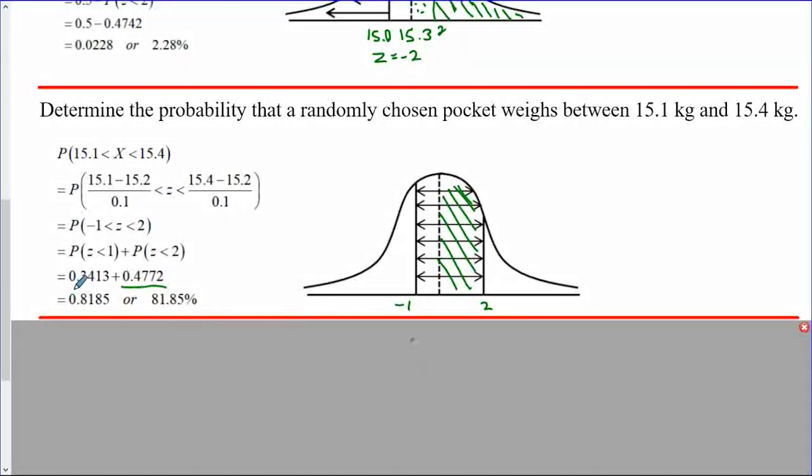And then this area over here, between -1 and 0, is going to be exactly the same as between 0 and 1. So we look up a value of 1, which, if you've been paying attention, you remember is about 34%, and you add those two together.